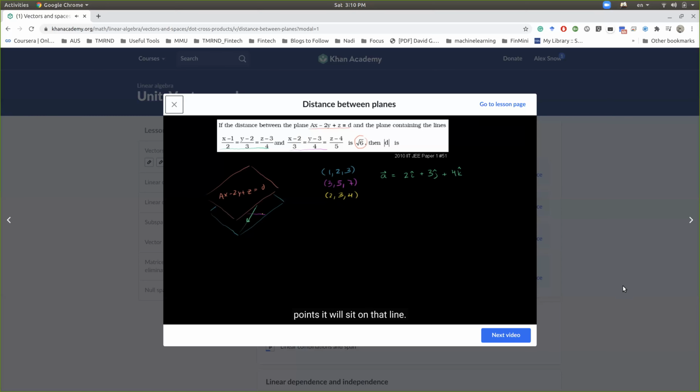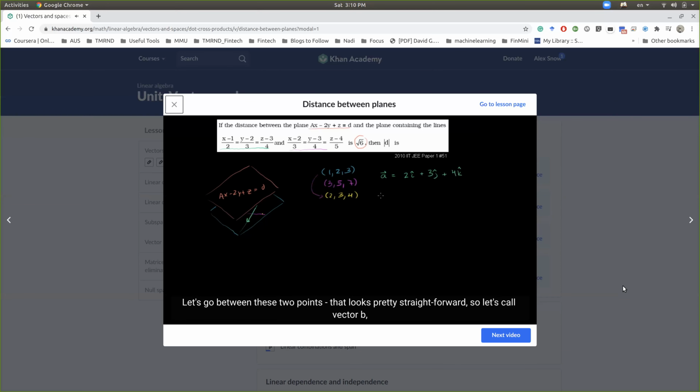So that will be 3 minus 1 is 2i, plus 5 minus 2 is 3j, plus 7 minus 3 is 4k. So vector A is actually going to sit on this green line, because both of these points are on this line. If we were to start it at one of those points, it will sit on that line. And then we could do another vector, essentially going between a point on the green line and a point on the purple line, but that's definitely going to be a vector on our blue plane. Let's go between these 2 points. That looks pretty straightforward. Let's call it vector B. Let me do another color so we don't confuse ourselves with that purple. Vector B is 2 minus 1 is i, 3 minus 2 is j, and then 4 minus 3 is just 1k. So this vector right here is also sitting on the plane.